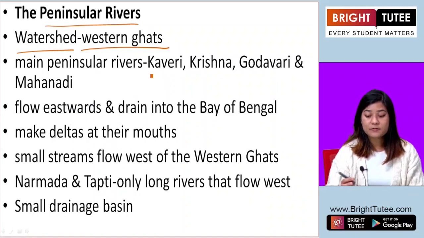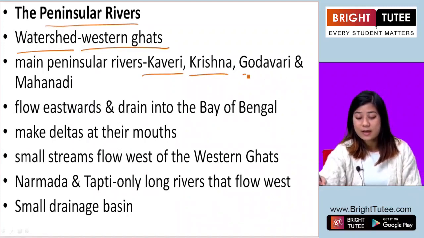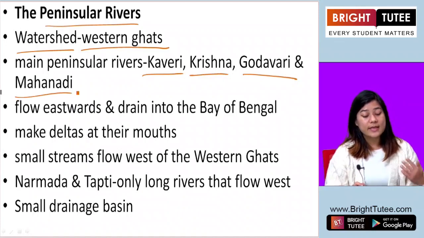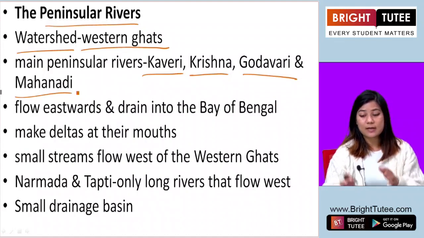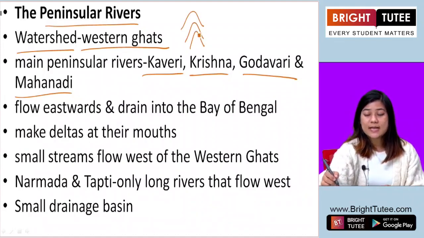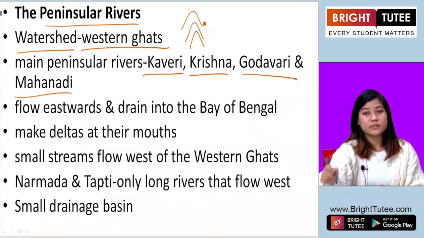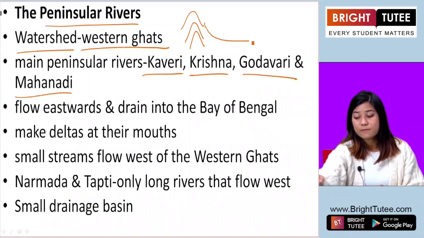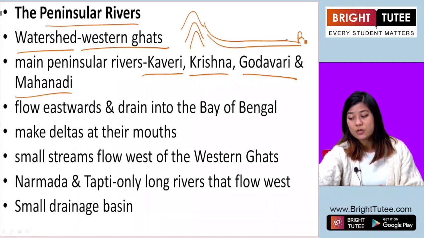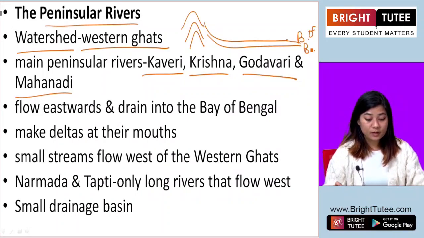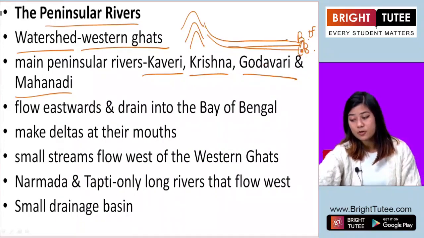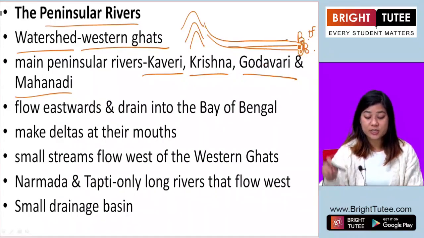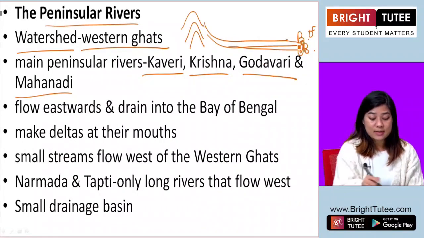Now the main peninsular rivers are Kaveri, Krishna, Godavari and Mahanadi. Okay, most of them flow eastward. Now the watershed Western Ghat. The Western Ghat acts as a watershed, and most of the rivers in the peninsular area flow eastward and drain into the Bay of Bengal. Alright? And they make deltas at their mouths. So the spots or the places where they end their journey, at their mouths, they make deltas.